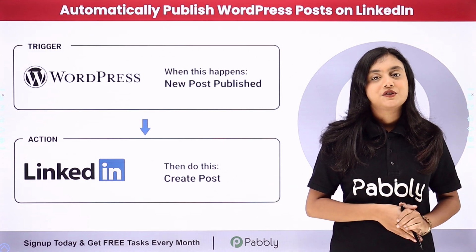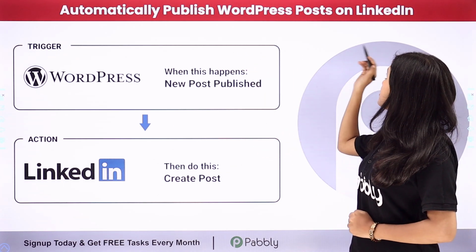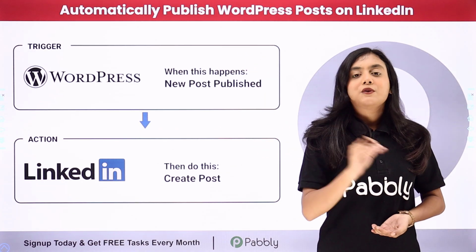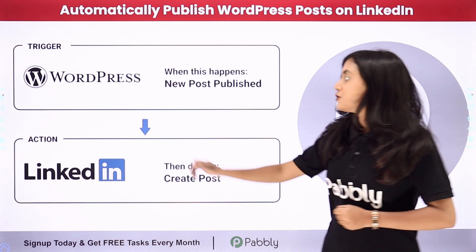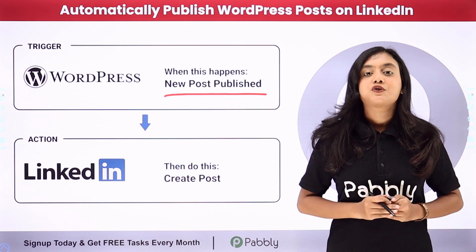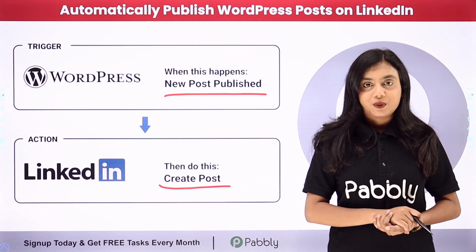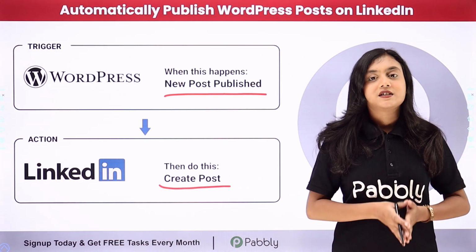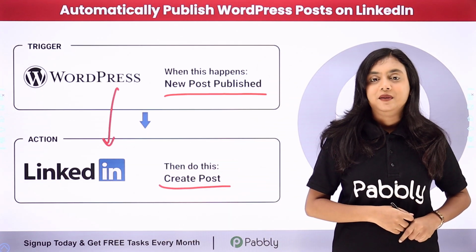In this video, we're going to learn how to automatically publish WordPress posts on LinkedIn. So what we are going to learn is that as soon as I publish any post in my WordPress account, that same post should automatically be posted on my LinkedIn account. For that, we're going to simply create an automation between WordPress and LinkedIn with the help of Pabbly Connect.